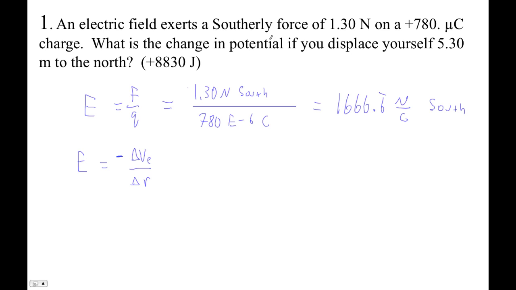Okay, so what is the change in potential if you displace yourself 5.3 meters to the north? Here we go. So let's figure this out, right? So this is our formula here. We want to find the change in potential. So negative the change in potential is just the electric field times our distance, and the change in potential therefore is opposite of E times delta R, right?